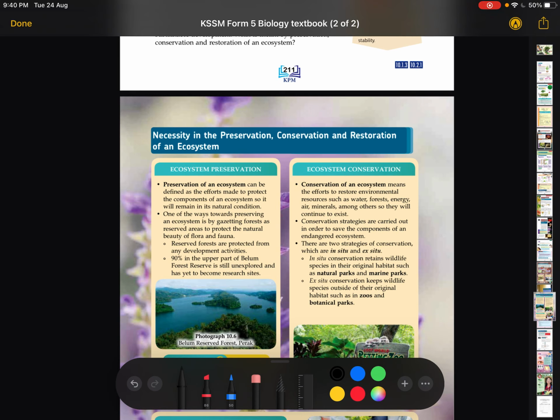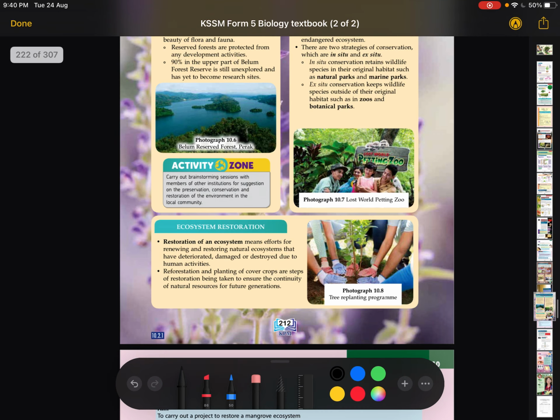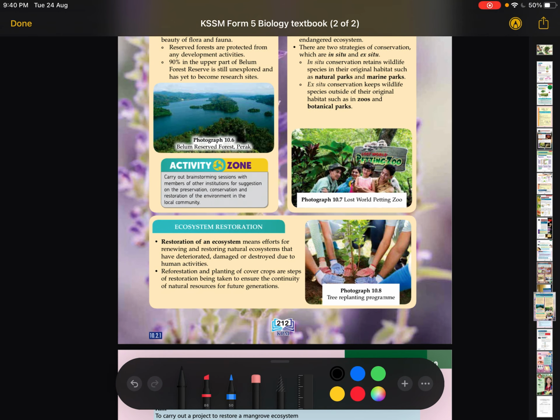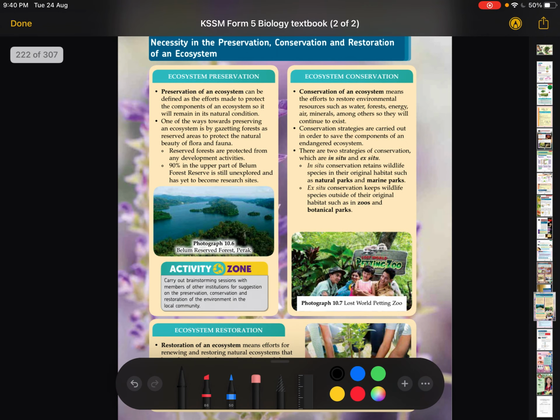So there are two ways: ex situ and in situ. In situ conservation is keeping these wildlife species in their natural habitat. So the advantage is they are able to continue living in their own habitat. So in situ conservation is making sure that the habitat does not die off, does not get removed. And then ex situ conservation is making sure that the animals do not die, that they survive, conserving them. And normally you do it through zoos or parks, botanical parks.